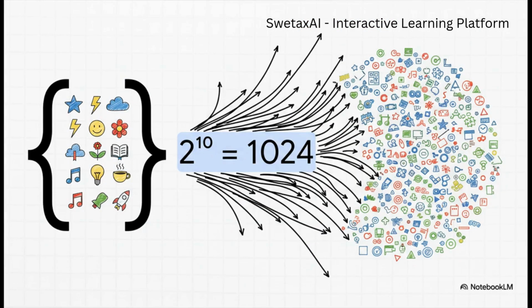Just take a second and wrap your head around that. A small, simple set with only 10 items in it explodes into 1024 different possible subsets. That exponential growth is exactly why they call it a power set, and it's why this concept is so critical for probability and combinatorics problems, a huge part of the IIT JEE.